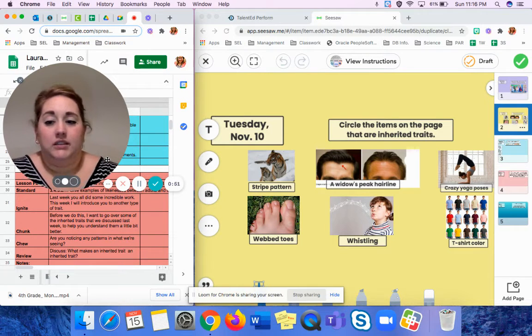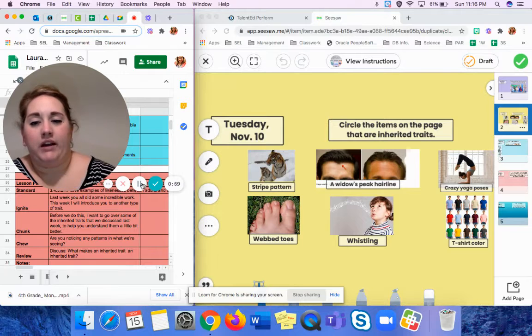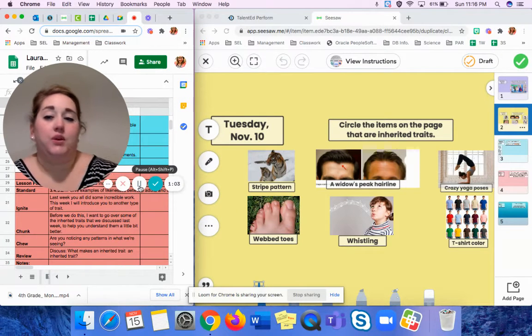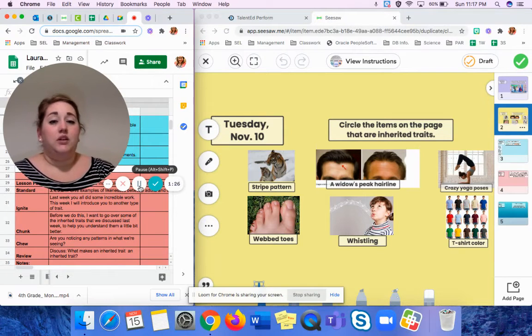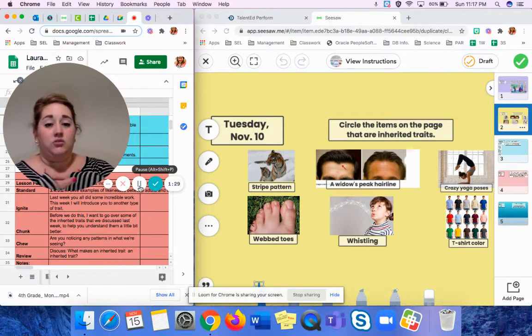Okay? Now, looking at these patterns, I have your seesaw slide up from last week. Looking at those patterns, first and foremost, what do you notice? I notice that many of these traits presented or photos represent things related to the body. Okay, which makes sense. Inherited traits are, again, the puzzle pieces that come together to make you.